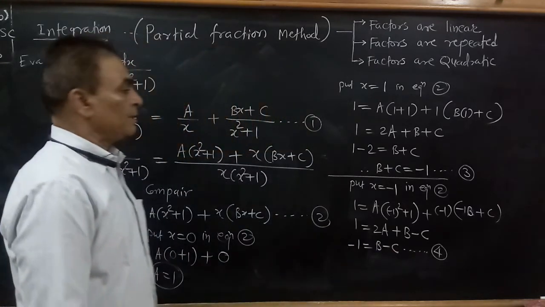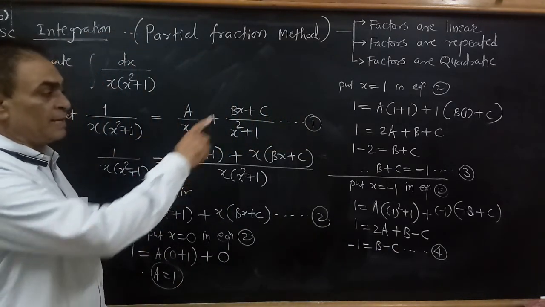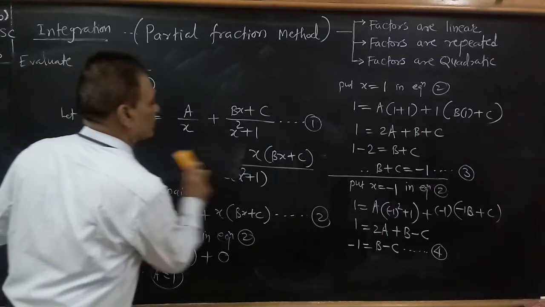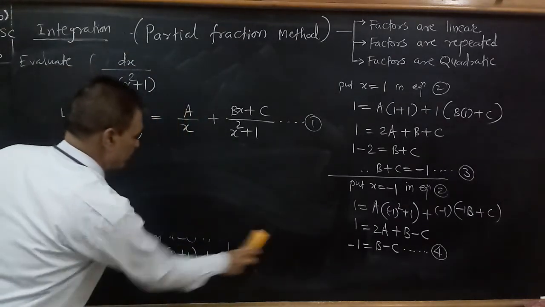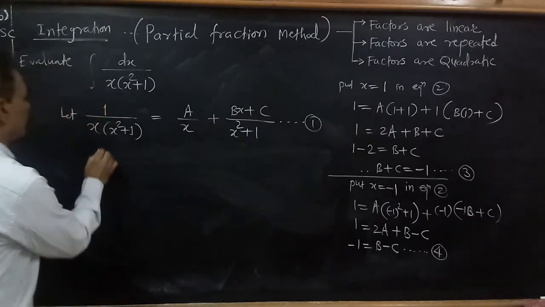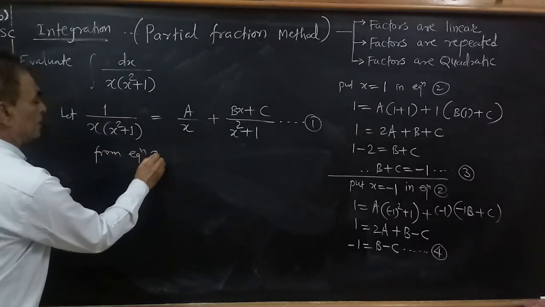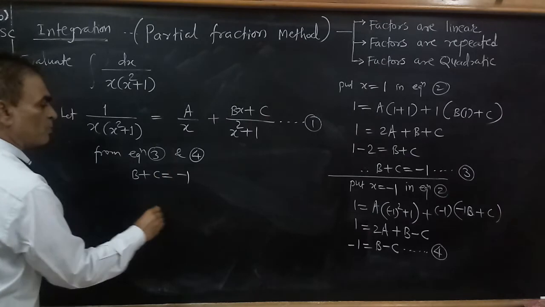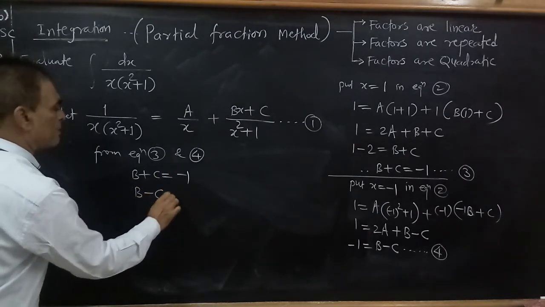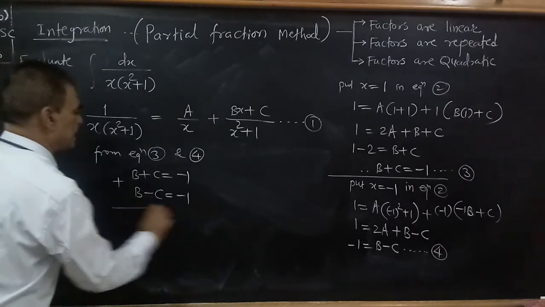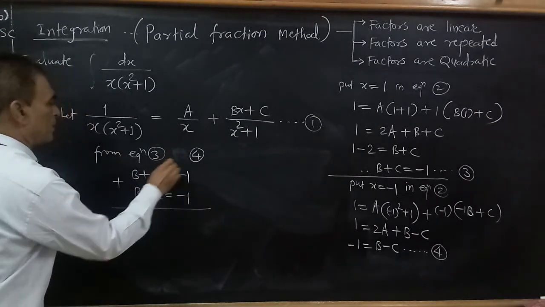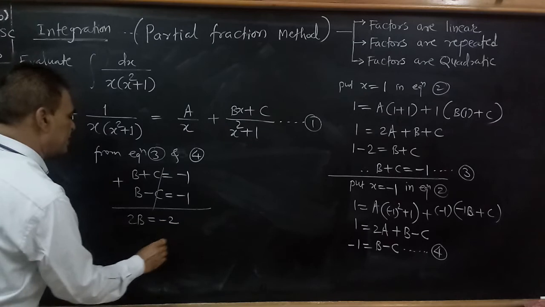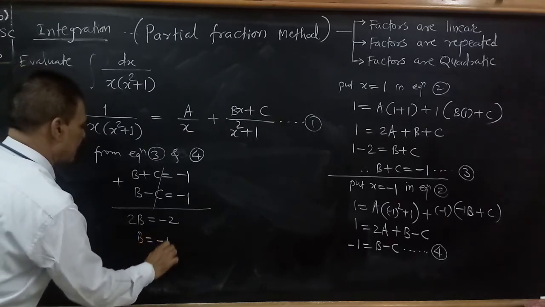Then for solving equations 3 and 4, from equations 3 and 4: equation 3 is b plus c equal to minus 1. Equation 4 is b minus c equal to minus 1. Adding these two, after adding, the c term cancels. 2b equal to minus 2, means b is equal to minus 1.